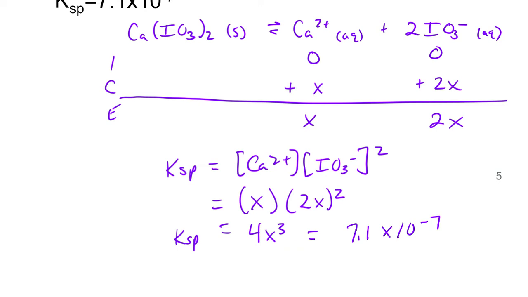And you can solve for x. Divide by 4, take the cube root. Should get 0.0056 moles per liter. Were we successful? Okay.